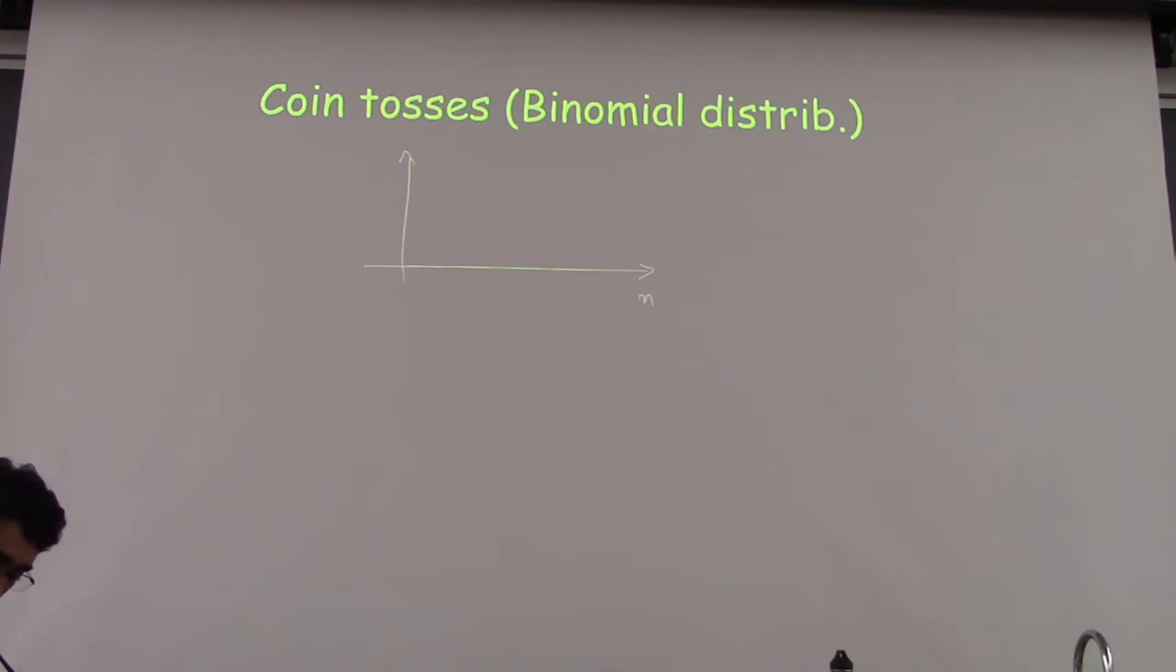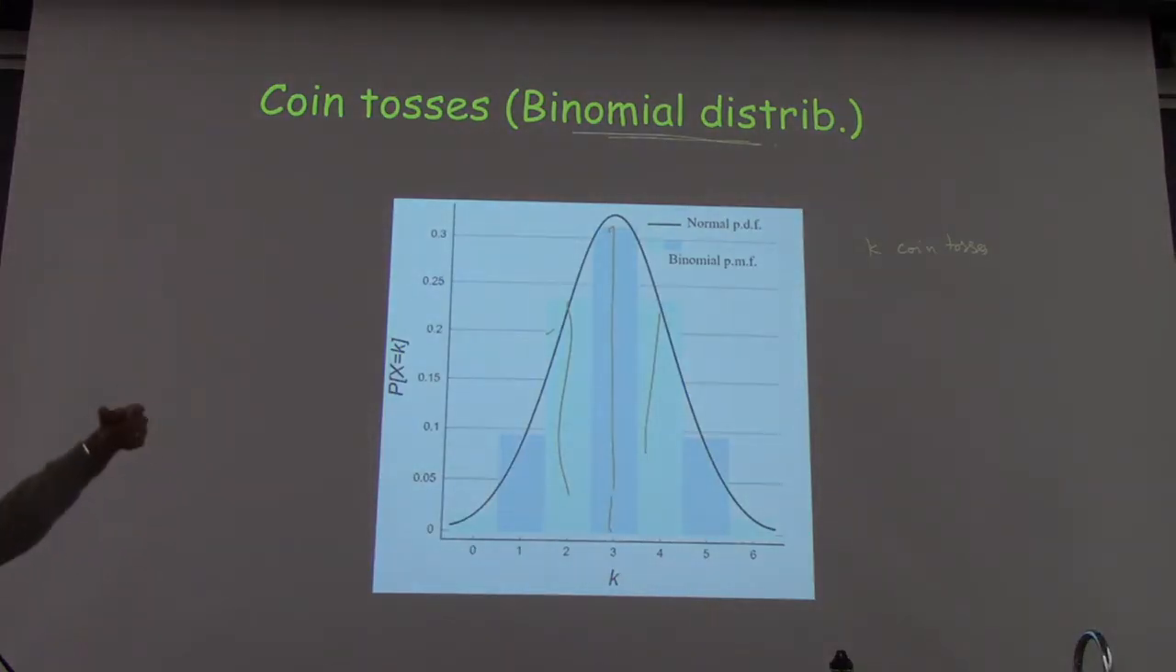So suppose you do n coin tosses, each coming up heads with probability p. And now you see how many turned up heads. So this is the count of the number of heads. If p equals half, then this is how it looks. It looks like a symmetric curve.